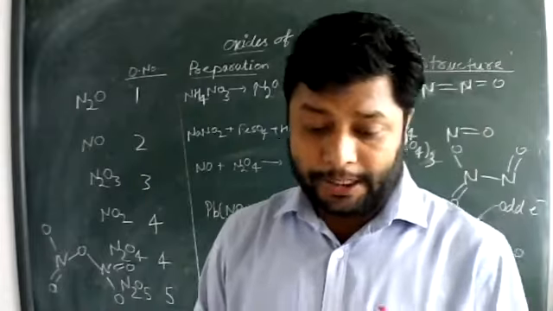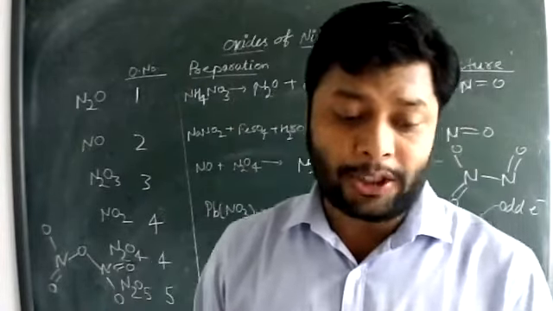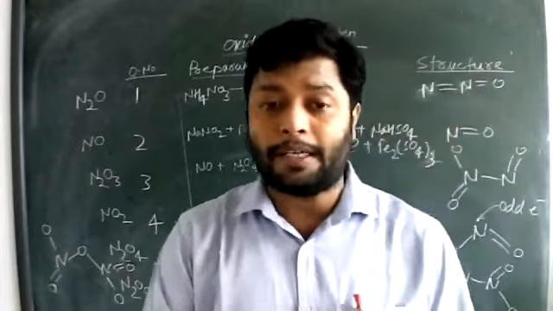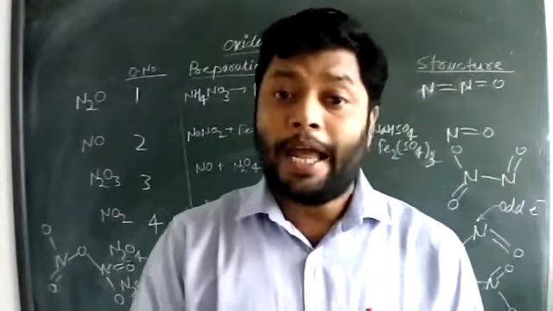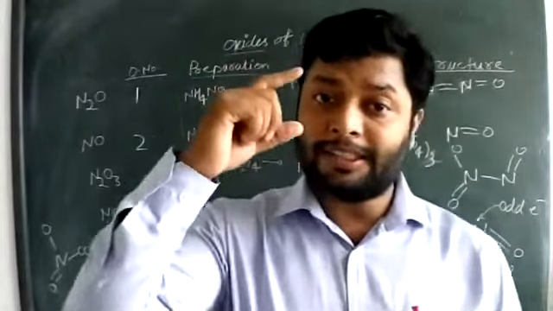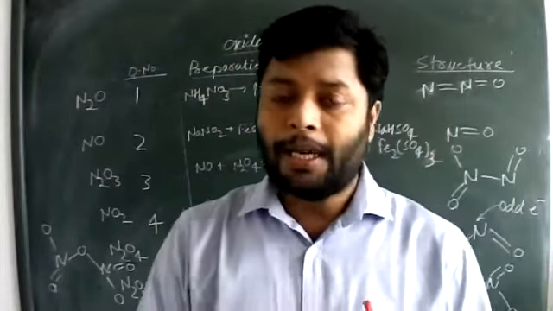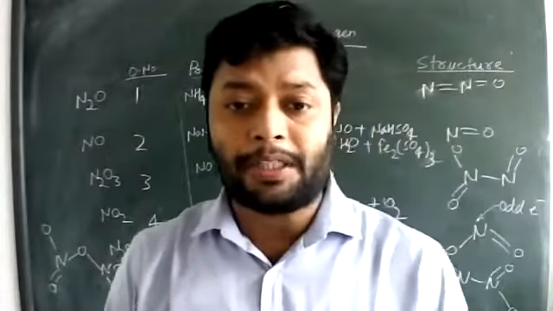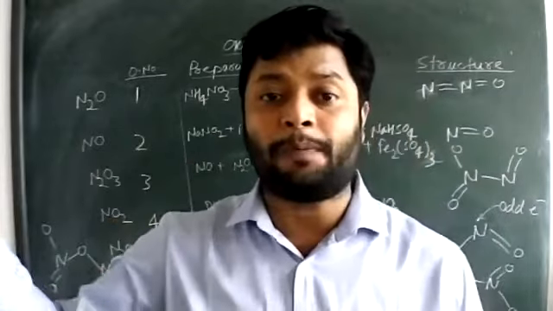The first question is, why does the reactivity of nitrogen differ from phosphorus? Because nitrogen forms a triple bond with a high bond dissociation enthalpy, and in phosphorus there is a single bond with a low bond dissociation enthalpy. That's why the nitrogen molecule acts as inert at room temperature, because of that high bond enthalpy, 941.4 kilojoule per mole.